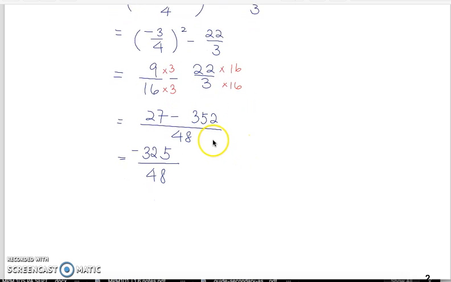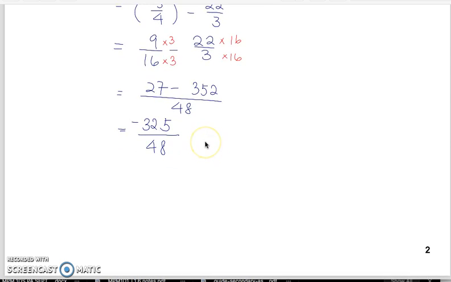That will give us 27/48 minus 352/48. Simplify your numerator. It becomes -325/48. And that's the end of this question.